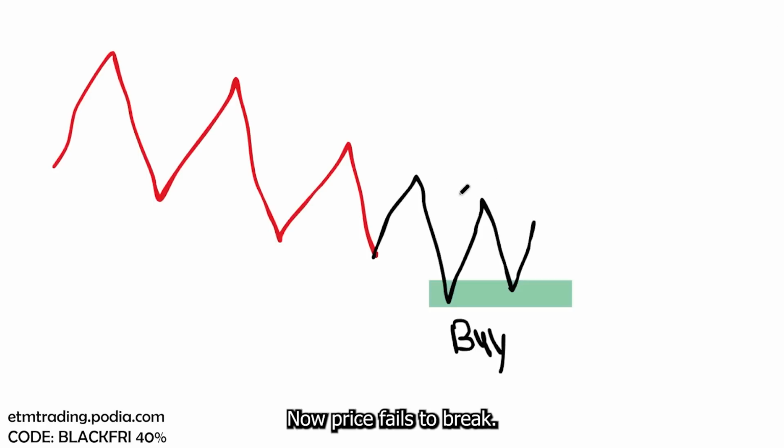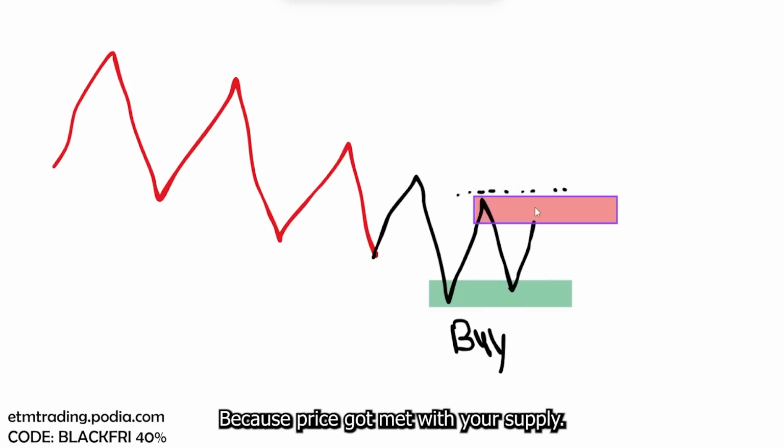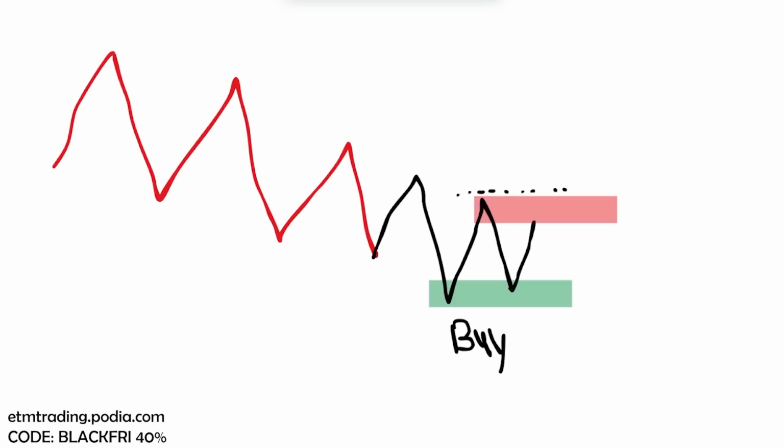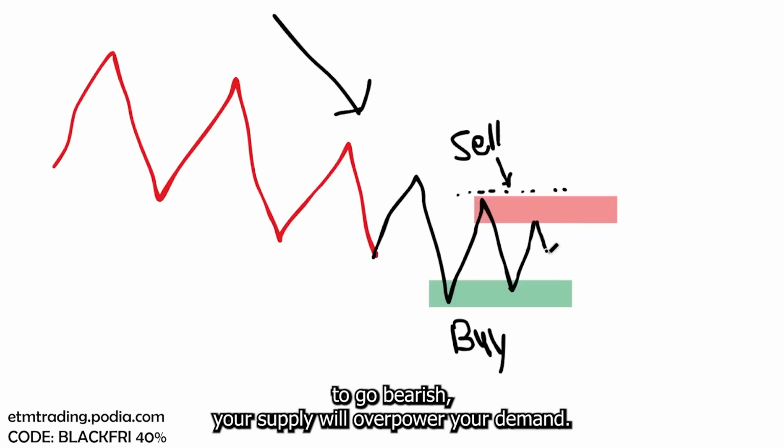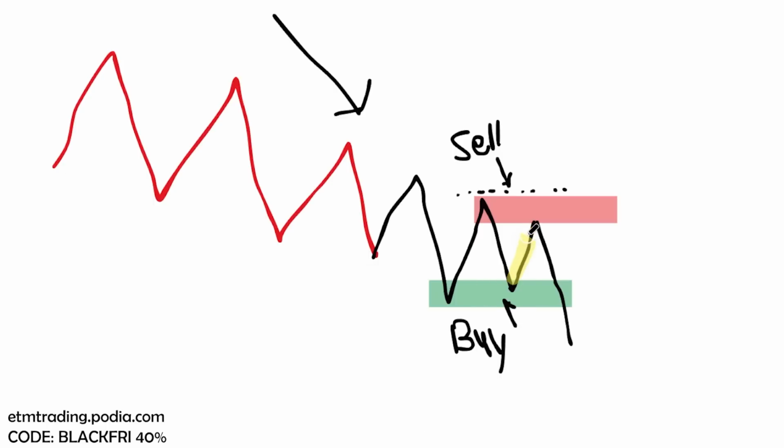Now price fails to break this swing high. And why did it fail to break the swing high? Because price got met with your supply. So now you have sellers versus buyers. This is where you would have sellers. This is where the sell orders are. So now, since the trend is already bearish and the institutions want to continue price to go bearish, your supply will overpower your demand. And all the buy orders that were injected here were used for this micro rally.